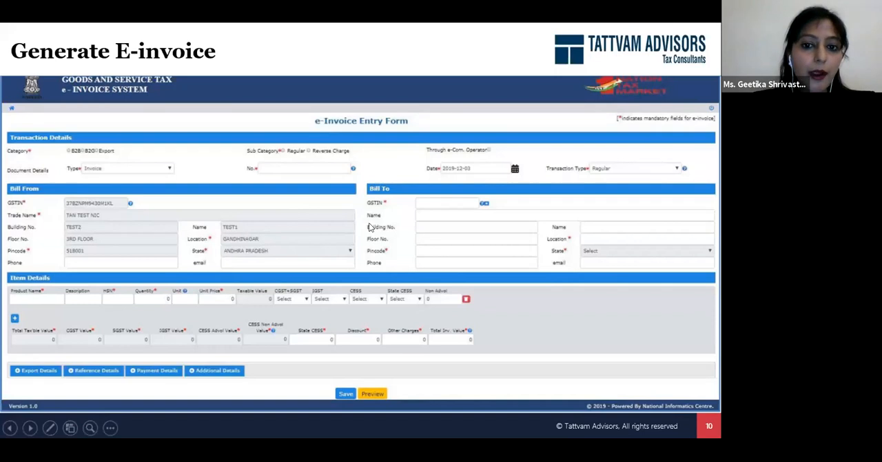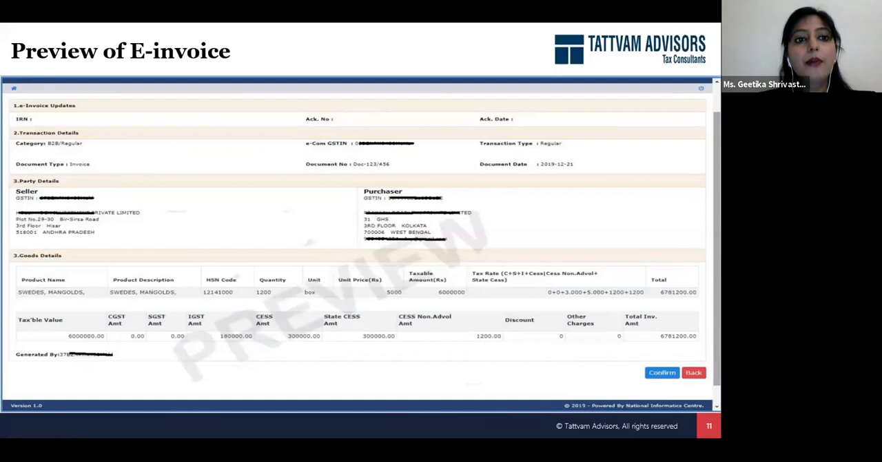You will fill in all your mandatory fields. You can see all these red asterisks are the mandatory fields. This is for the manual generation of e-invoice. You'll fill in all the requirements, the details of the goods, taxes, etc. And once you submit this, you can see the preview of the invoice.